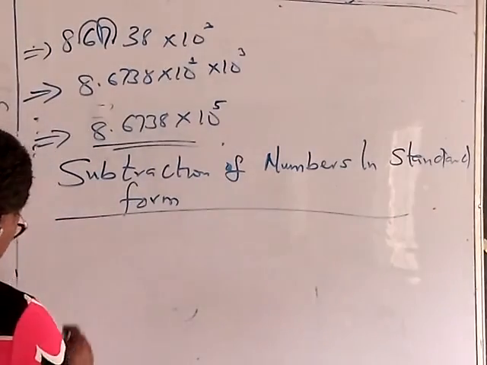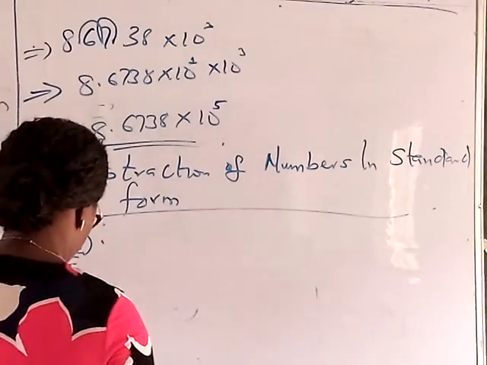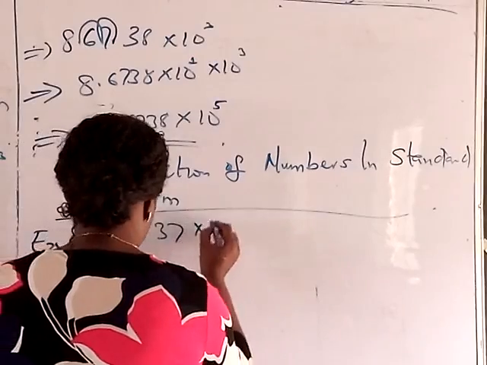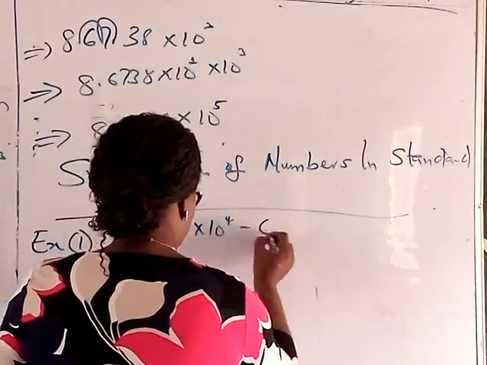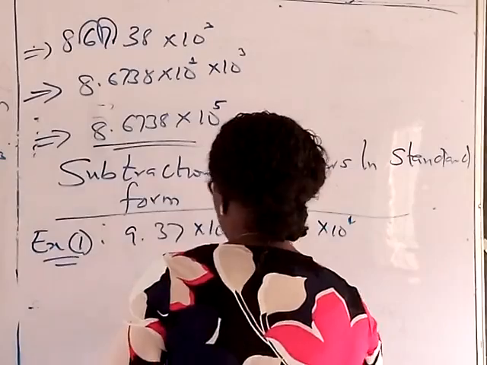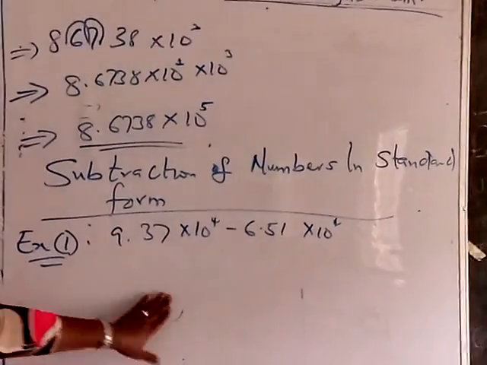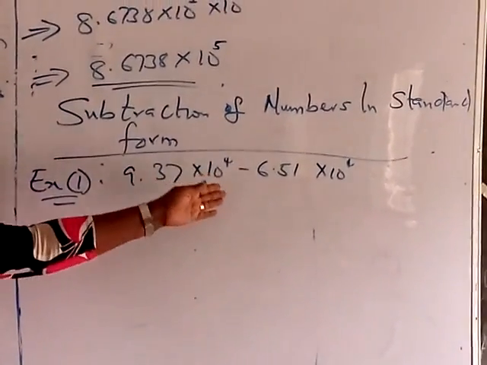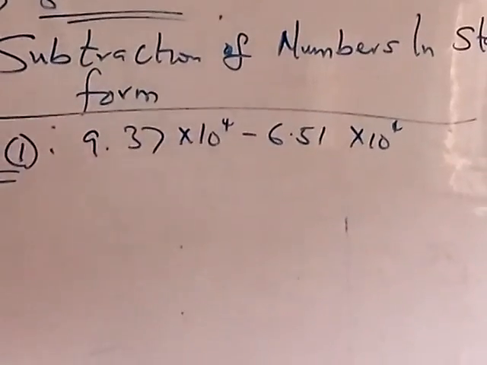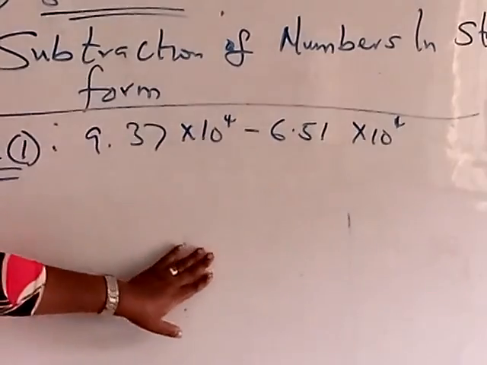So we have example 1 on this. We have 9.37 times 10 raised to power 4 minus 6.51 times 10 raised to power 4. Like I said, you can go through the rigors of changing to ordinary form, subtracting, then your final answer you take to standard form. But just as I did over here, I'm going to use the factorization method since it's faster.